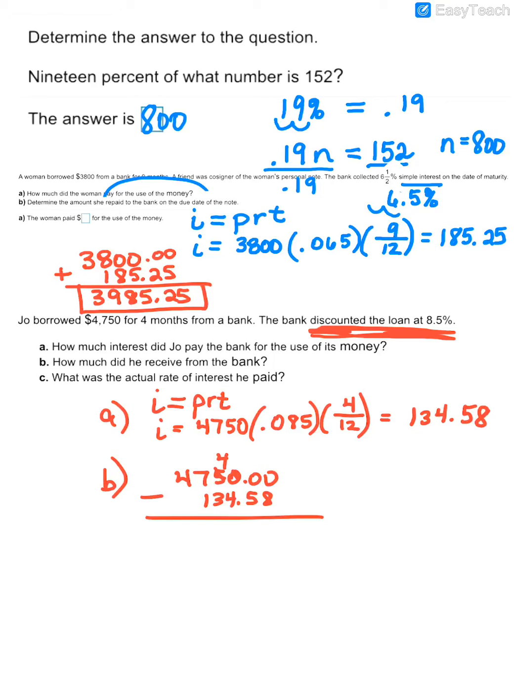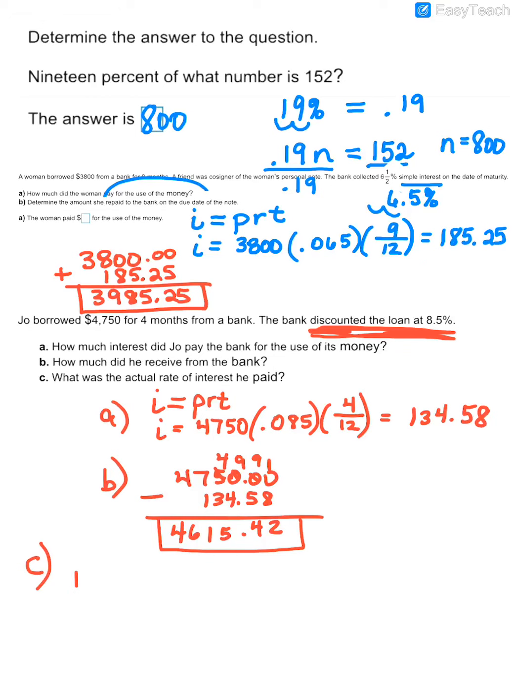So if we go ahead and subtract, that's going to tell us how much she actually got from the bank. So notice in this case, for part B, that's how much she actually received from the bank, $4,615.42. Now, if we wanted to look at how much interest she really paid, or what the rate really was since they took it up front, we're going to go back to our simple interest formula.